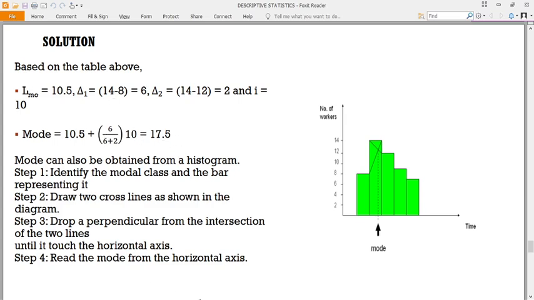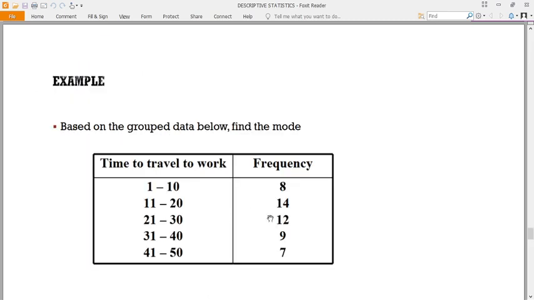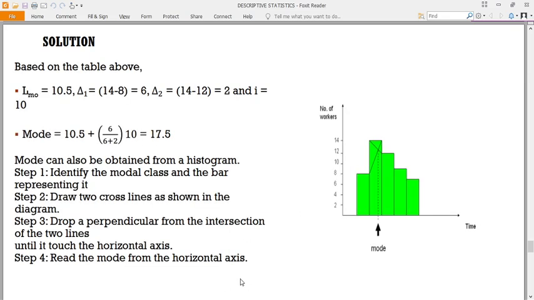Remember, if we just look at the data set, what we get is the modal class, but not the mode. So our modal class was 11 to 20, but then the mode is 17.5. The mode can also be obtained from a histogram. For example, if I had my histogram here, you look for the highest bar.